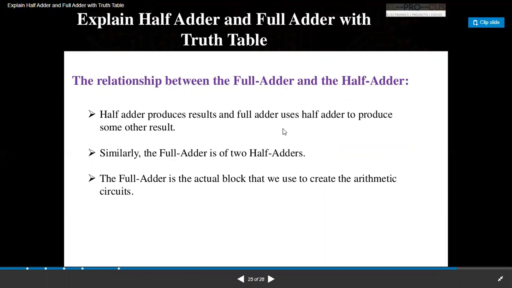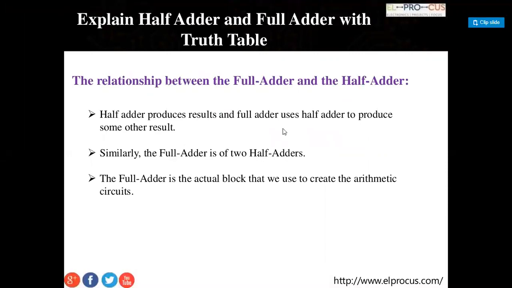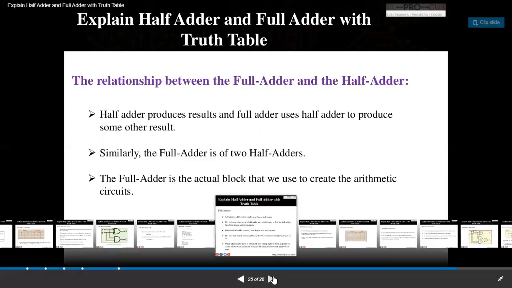The half adder and full adder both produce a result that is the addition of the inputs. Similarly, the full adder also contains half adders. The full adder is the actual block that we use to create arithmetic circuits. So to create arithmetic circuits, we are using the full adder circuit.